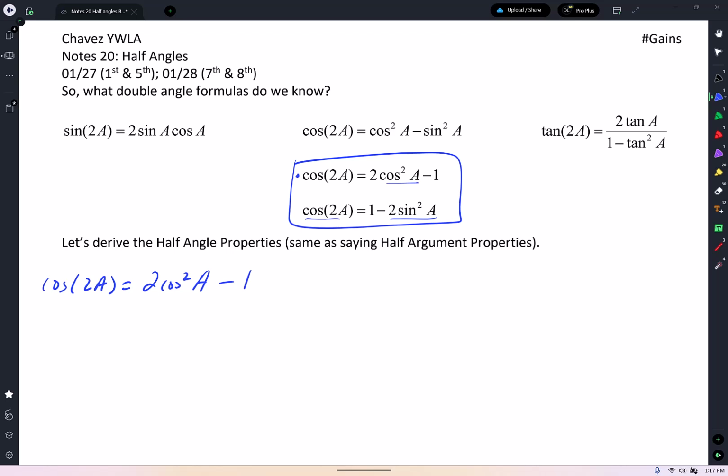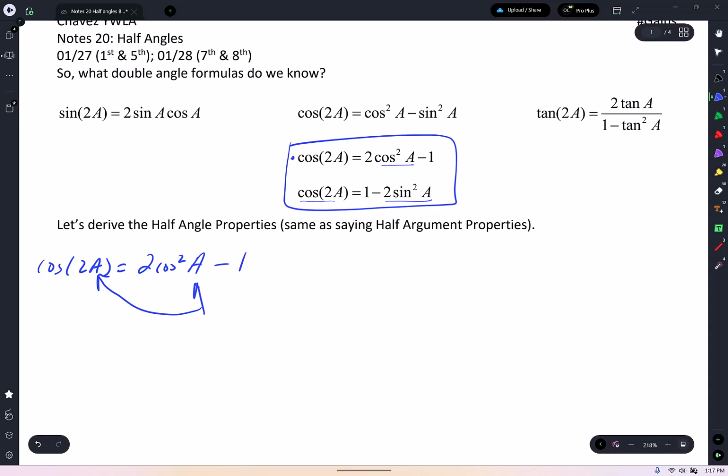Observe that this angle here is half of this angle here. So we can make sure that we got this. Do you guys agree that this angle A is half of 2A? Okay, so then that means I can rewrite this like so. I can say cosine of A equals 2 cosine squared of half A.